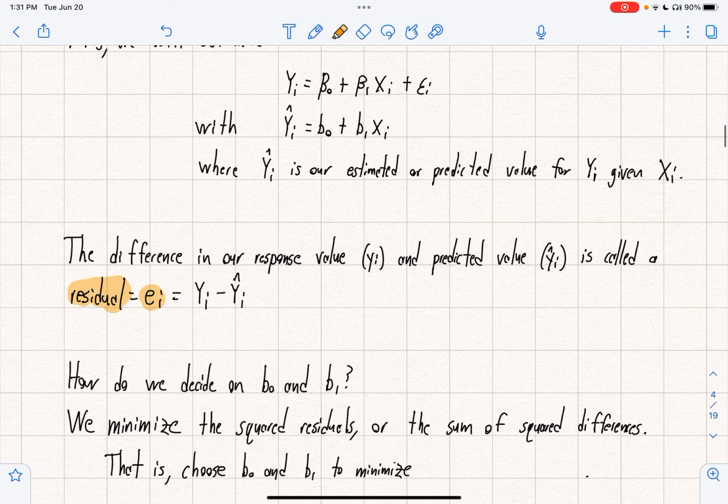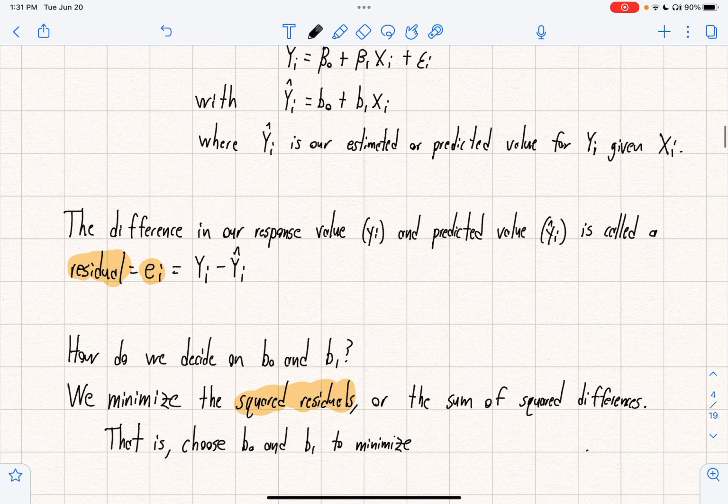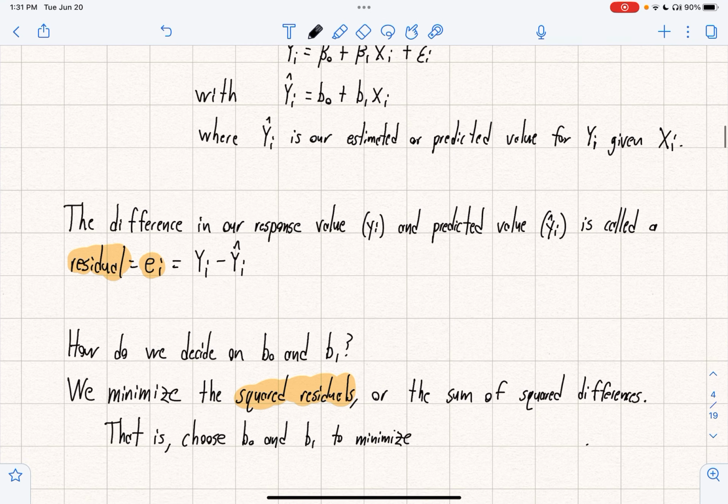So how do we decide on b naught and b1? What we want to do is minimize the squared residuals, or the sum of squared residuals. That means we want to choose b naught and b1 to minimize the sum of our squared residuals, ei squared, i equals 1 to n. We want to minimize this.